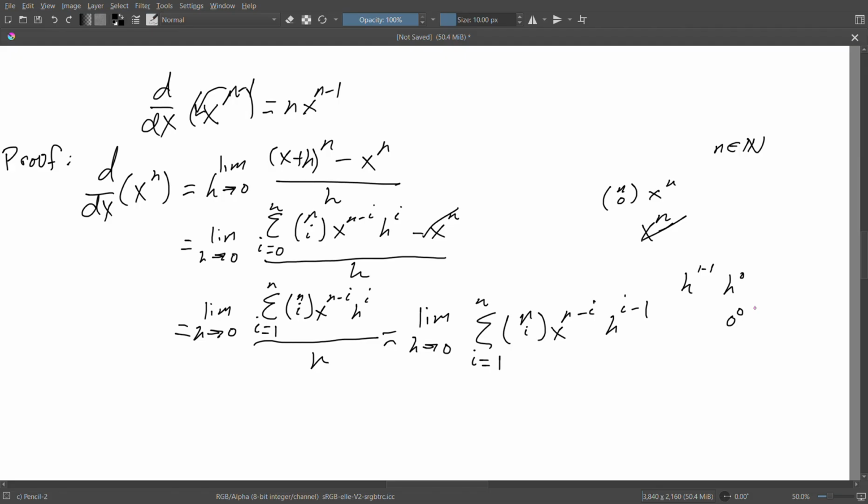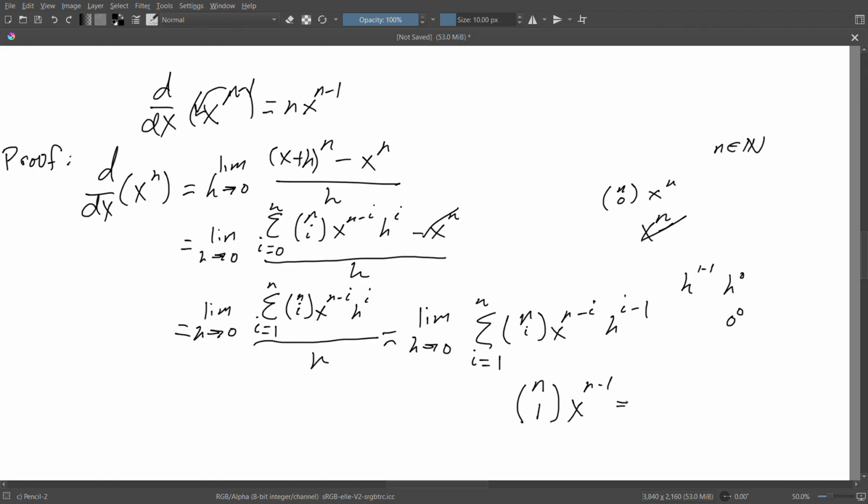Wait, hold on, that's a problem. But it's actually not, because we're thinking of h as not being exactly 0. We're thinking of h going to 0 or getting arbitrarily close to 0 as we like. So this is not actually a problem. It's just a really small number to the 0 power, which is still just 1. So the only term that survives here is the i equals 1 term. All the other terms are being multiplied by 0. So then this is going to turn out to be n choose 1 times x to the n minus 1.